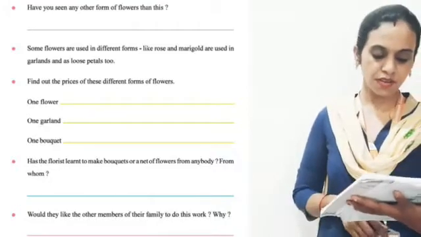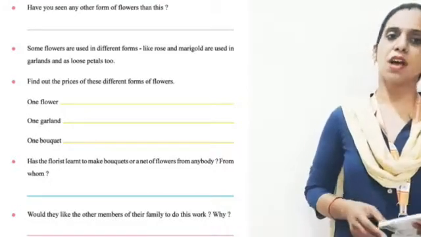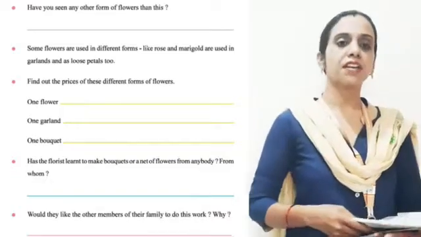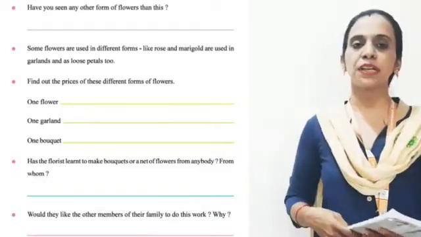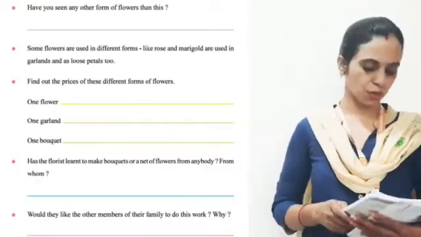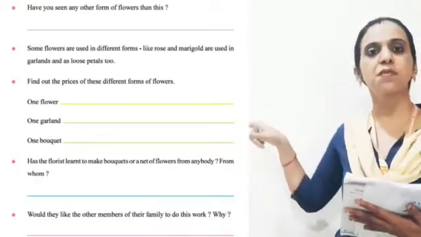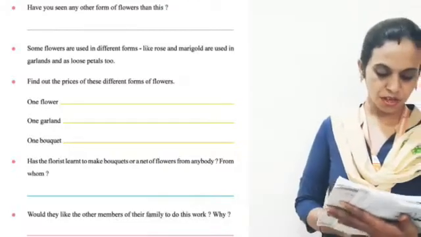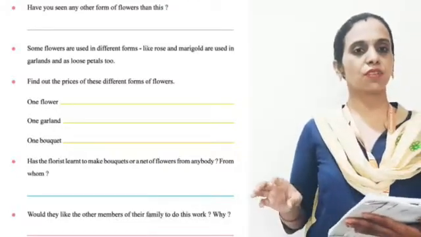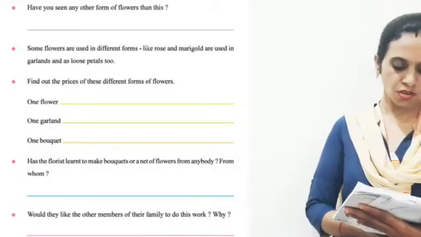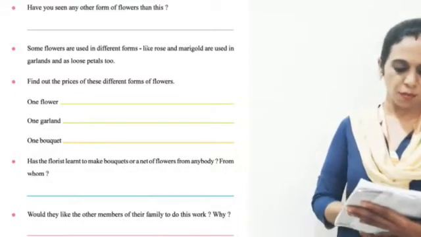So what is the price of one flower? Approximately 5 rupees. And one garland, what is the price of a garland? Approximately 20 to 30 rupees. And one bouquet, you have to write the answers in these blanks. For one bouquet, the price is around 50 to 100 rupees.